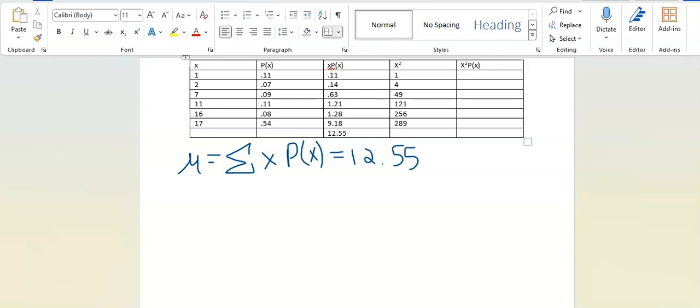All right, now I'm going to complete that last column that I wrote. I want to take this x squared column and multiply it times the p of x column, this column here. We have to be really careful that we don't accidentally multiply it times this one where we were finding the mean. So we're going to do 1 times 0.11. It's 0.11. 4 times 0.07 is 0.28. 49 times 0.09, I don't know. Put that in the calculator. That is 4.41.